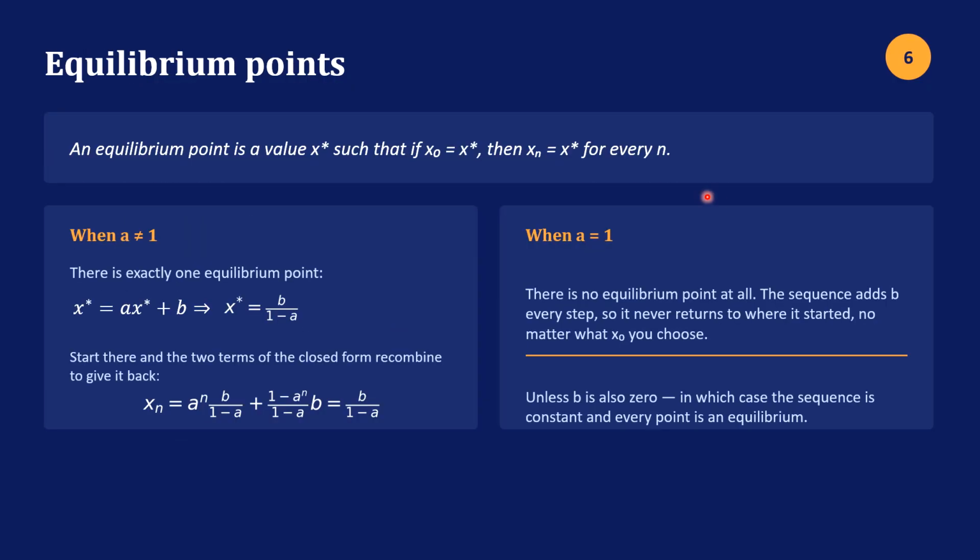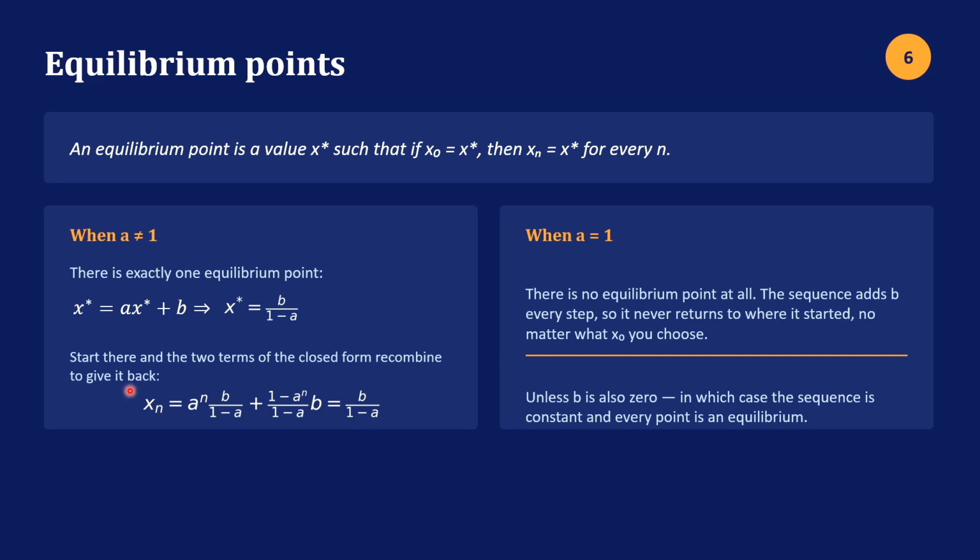Now, a change of subject and a concept that will matter a great deal in lesson 6. In general, an equilibrium point for a difference equation is a value x star with this property, which I'm showing up here. If x sub 0 equals x star, then x sub n equals x star for every n. So it's basically this equation here. I've just plugged in x star for x sub n plus 1 and x sub n. And then you solve that and you get the equilibrium point for our linear equation with the forcing term b.